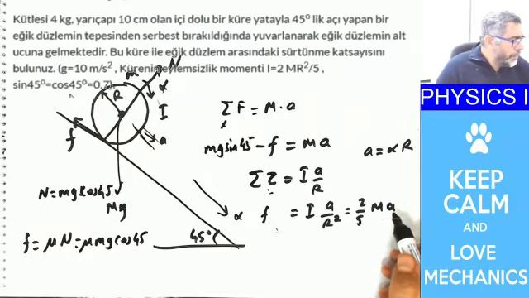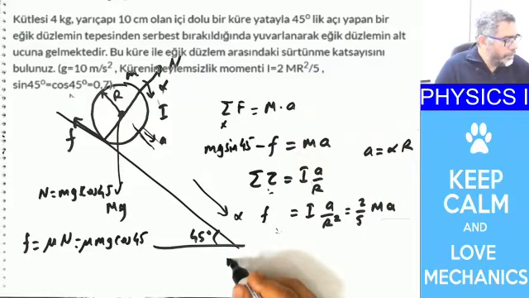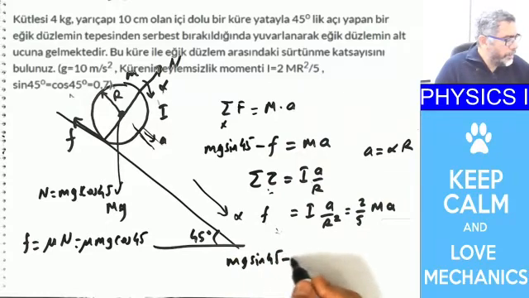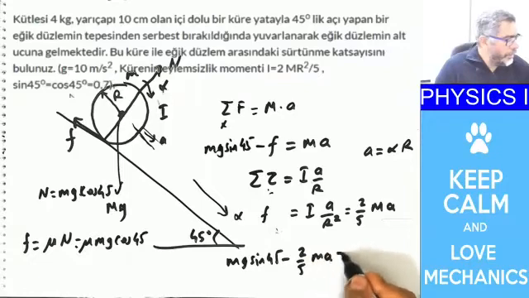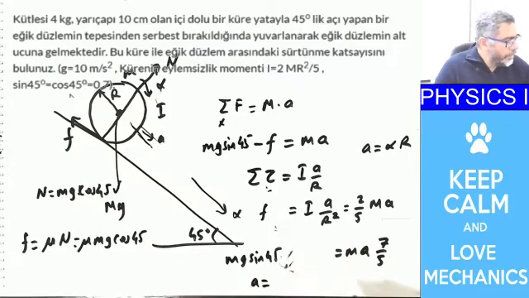Okay, but we don't know what A is. So first, let's try to find what A is. Once I replace F in this equation, mg sine 45 minus 2 divided by 5 ma is equal to ma. I can pass minus 2 divided by 5 ma to the other side, making this 7 divided by 5 ma on the right hand side. So A is going to be, just cancel m's, 5 divided by 7 g times sine 45. Okay, so I got this A.